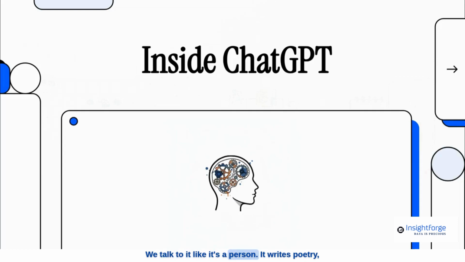We talk to it like it's a person. It writes poetry, it debugs code, it can even debate philosophy with you. But here's the crazy part. All of this incredible mind-bending ability comes from just one single function: statistical prediction. So how on earth does it pull off this incredible trick? Well, let's peel back the curtain and take a look inside.